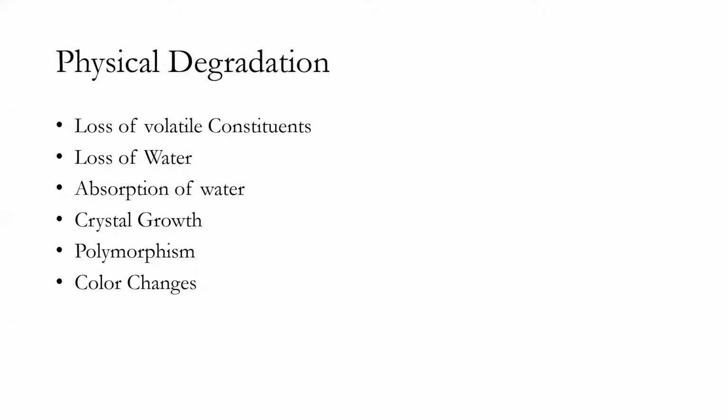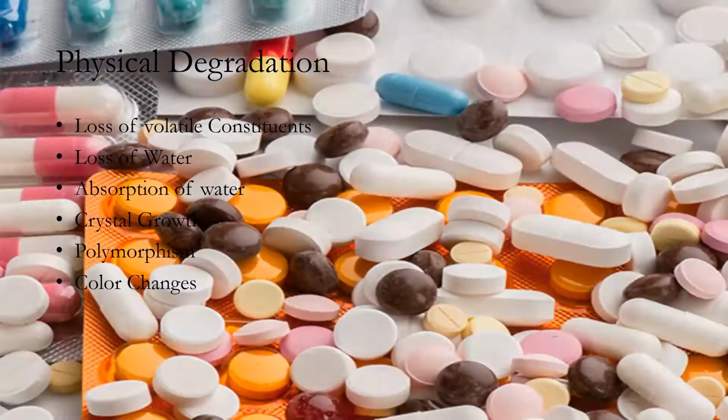How does degradation happen? Two types: physical and chemical. In case of physical, loss of volatile constituents contained by the API, loss of water, absorption of water, crystal growth, polymorphism, and color changes may happen due to physical degradation. So all these parameters are under physical degradation.